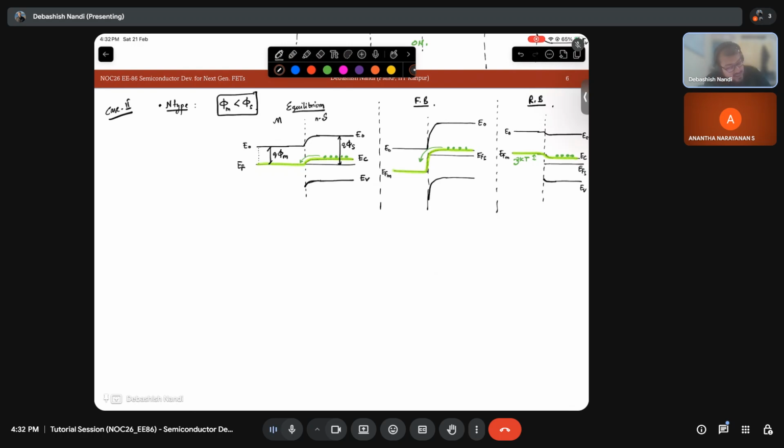So in case of reverse bias also you can see what happens. If you compare these two cases, this is V_MS equal to 0, and this is V_MS, let's say, equal to minus 2 volt. If you have the minus 1 volt case, it can so happen that these barriers are just like this.